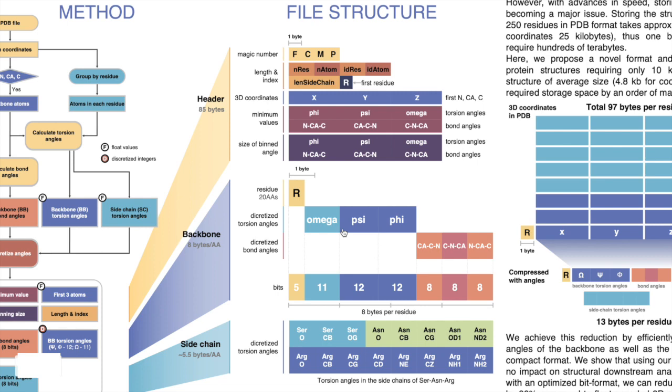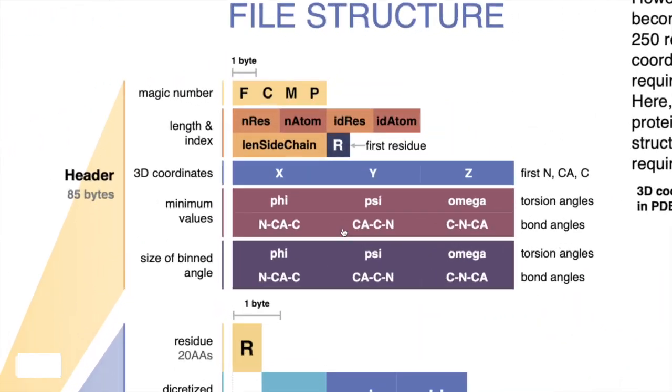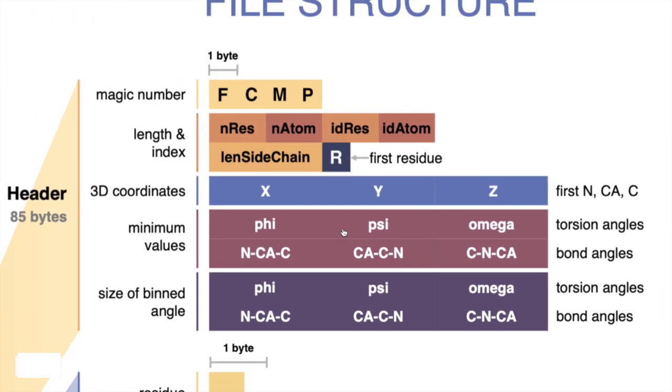FCZ format mainly consists of 3 parts: header, backbone, and sidechain. All FCZ files start with the magic number FCMP to indicate that it is a compressed file. Header contains the number of residue atoms and the starting indices of the first atom. The 3D coordinates of first atoms and the factors for discretizing angles of backbone are also saved in the header to reconstruct the whole coordinates.